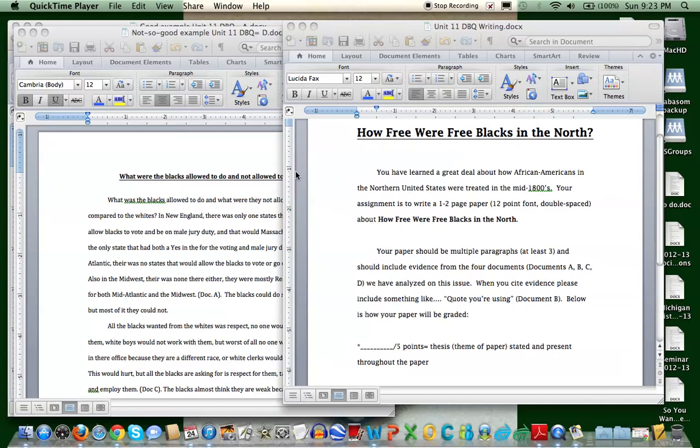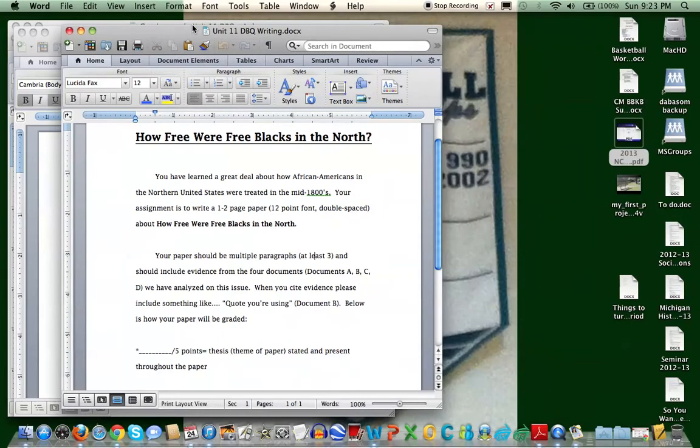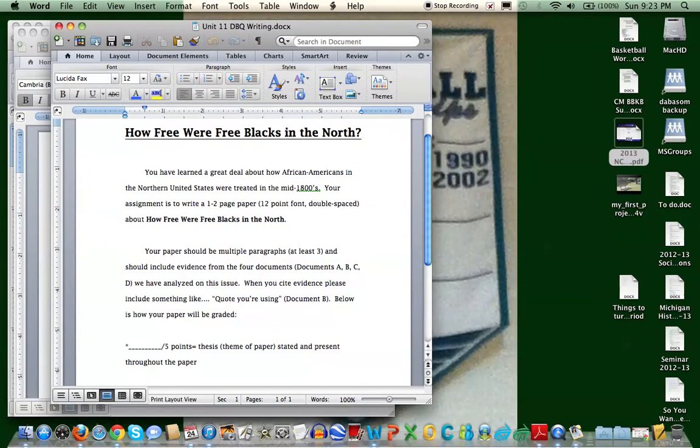Okay, what I thought I would do with all of you is show you an example of what I was looking for with your Unit 11 DBQ paper. I know this was your first opportunity in 8th grade to do the DBQ writing process, and I just wanted to go through some of the positives and negatives about papers that I read, show you how these were graded, some common mistakes, and also some things that students did well.